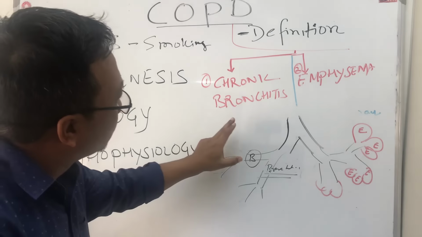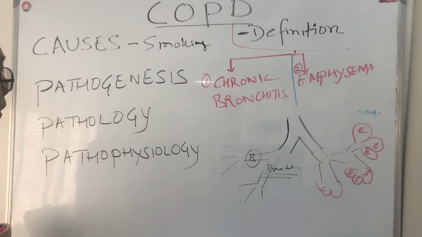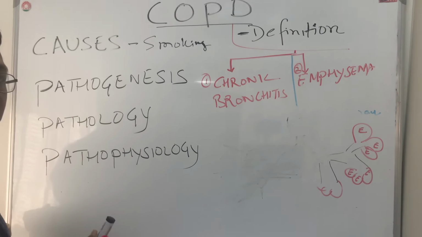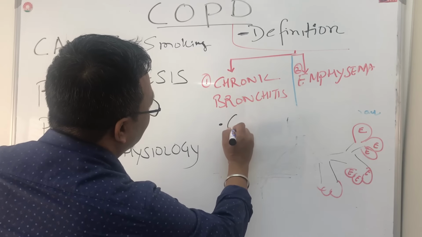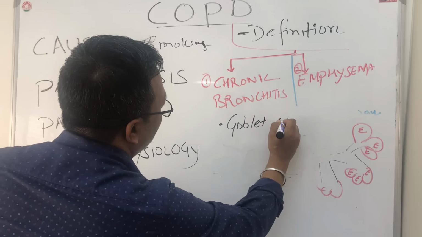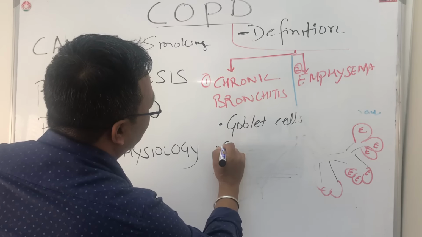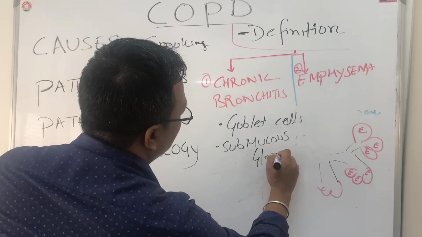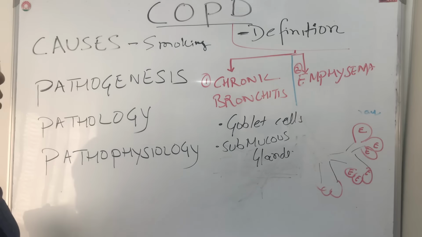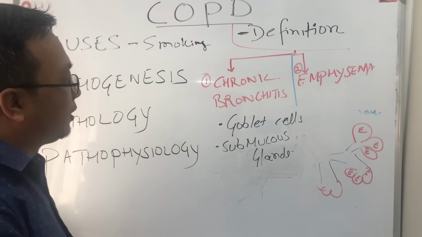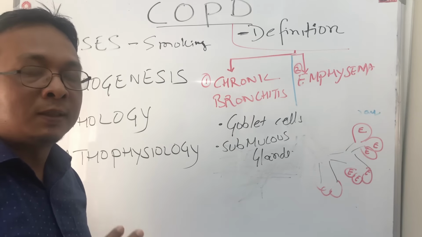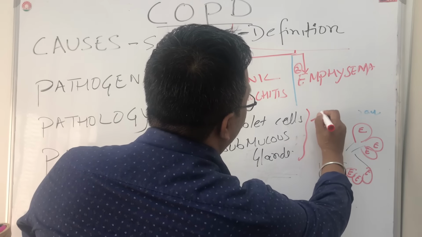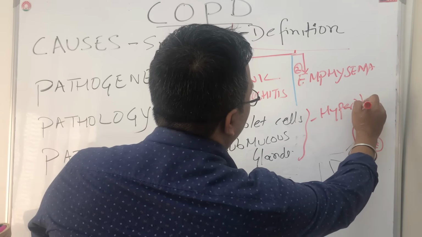All right. So what happens in bronchitis? Basically, two things are involved in bronchitis here: goblet cells and submucous glands. What happens to these goblet cells and submucous glands is that they undergo hyperplasia. They become hyperplastic.